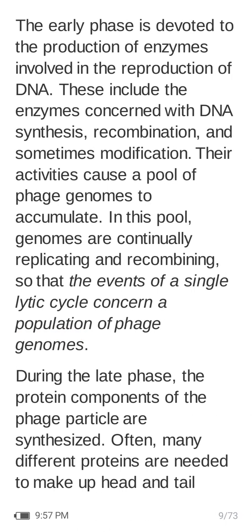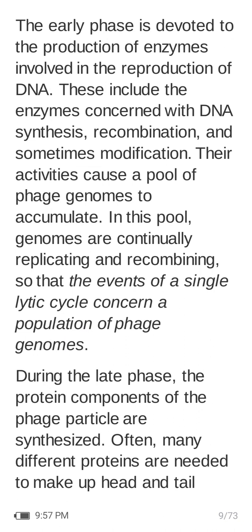The early phase is devoted to the production of enzymes involved in the reproduction of DNA. This includes the enzymes concerned with DNA synthesis, recombination, and sometimes modification. Their activities cause a pool of phage genomes to accumulate. In this pool, genomes are continuously replicating and recombining, so that events of a single lytic cycle concern a population of phage genomes. During the late phase, the protein components of the phage particles are synthesized.